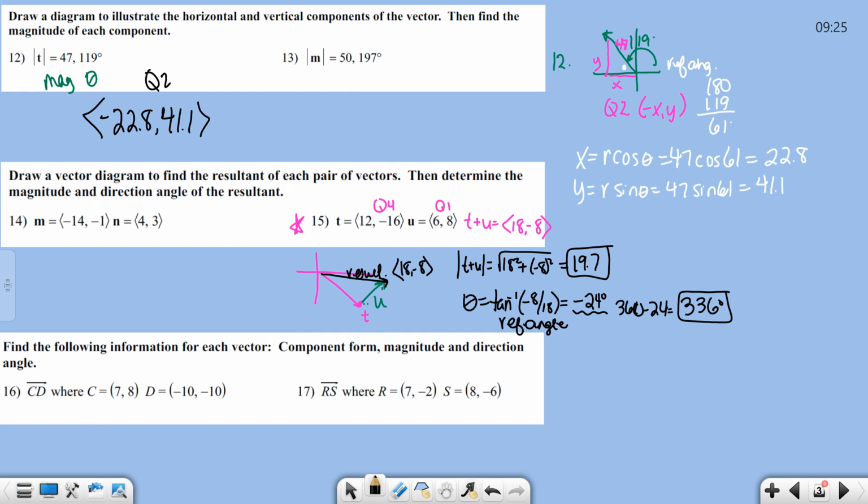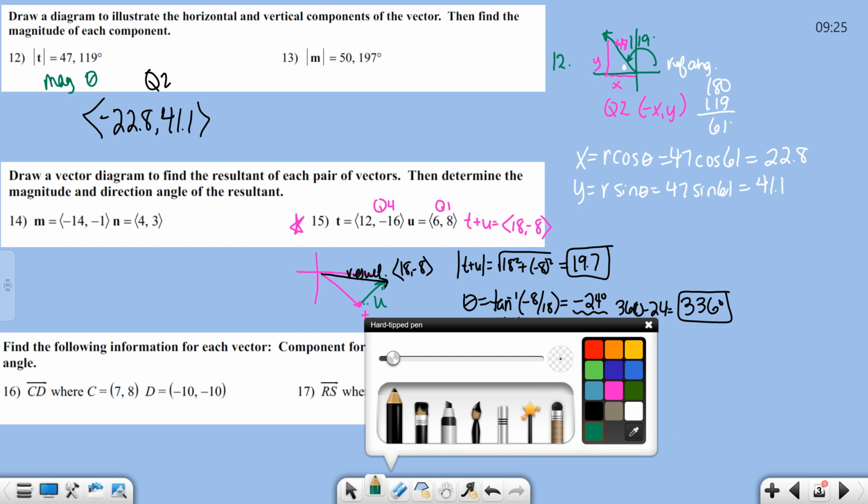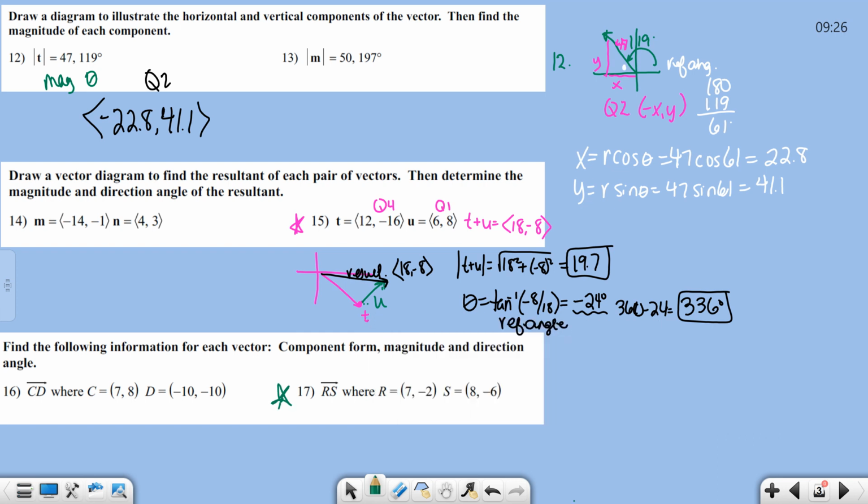Okay. Number 16 and 17, they want component form, magnitude, and direction. So we already did component form. It has to be terminal minus initial. I'm going to go ahead and do number 17. So terminal minus initial, 8 minus 7 is going to give me 1. And terminal minus initial, negative 6 minus negative 2, that would be negative 6 plus 2, would give me a negative 4. So that is component form of vector RS.